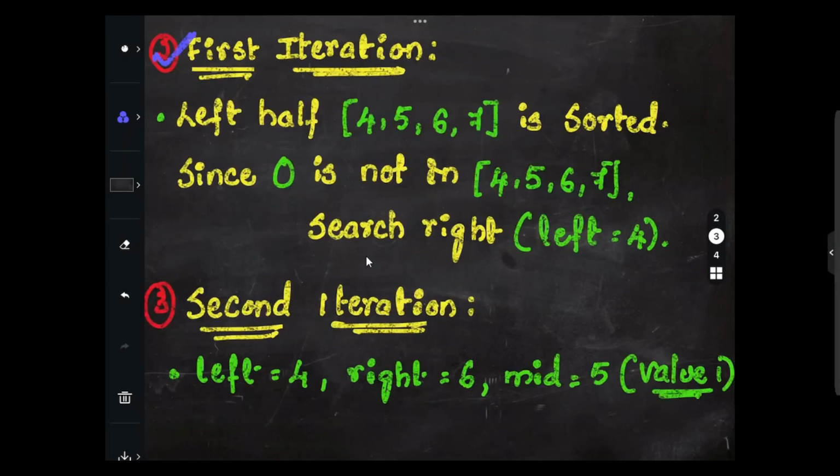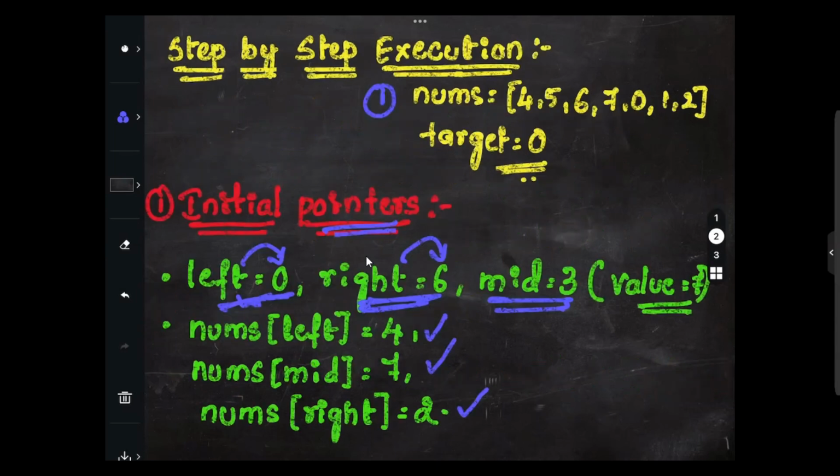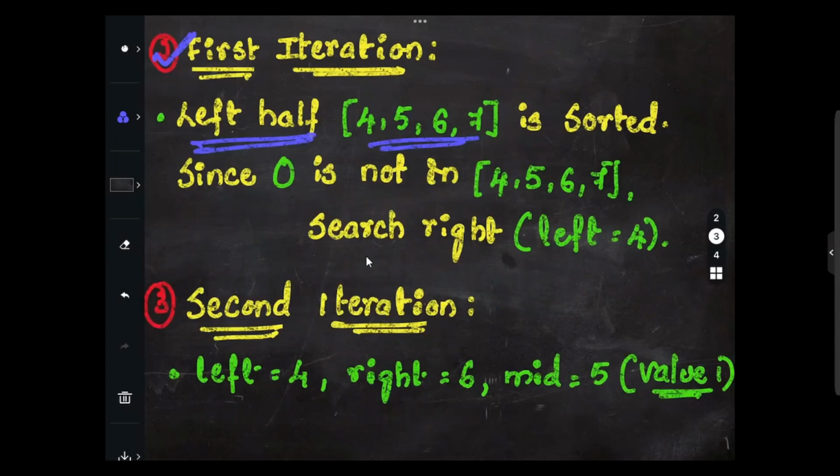In the first iteration, we are going with the left half. We are considering 4, 5, 6, 7 here in this case. So 4, 5, 6, 7 is sorted in ascending order. You can clearly see 6, 7 is sorted.